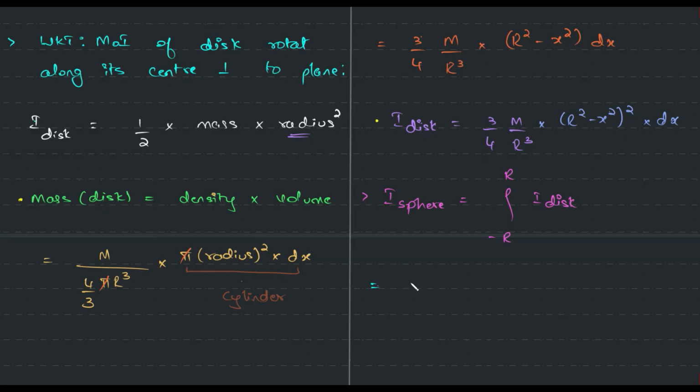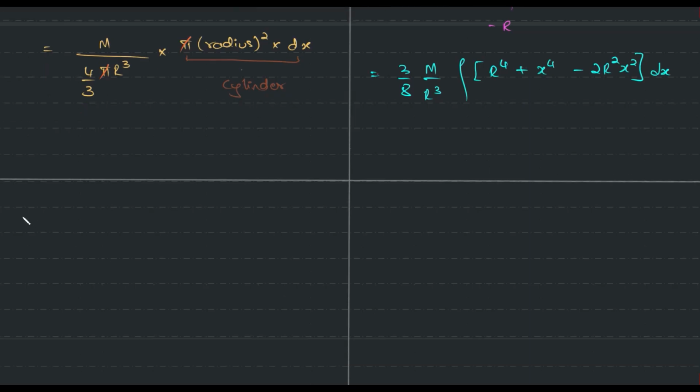So we have, oh sorry, I missed out half over here. This will be 3 by 8, there's half also now. I should have done the substitution systematically. 3 by 8 m r cube. There are simple, straightforward constant values. Integration: here we have x squared, so we can't take it out. We need to expand this, there's no other option. So r to the power 4 minus 2 r square x square and dx. Remember, it's minus r to r, I'm not showing that.